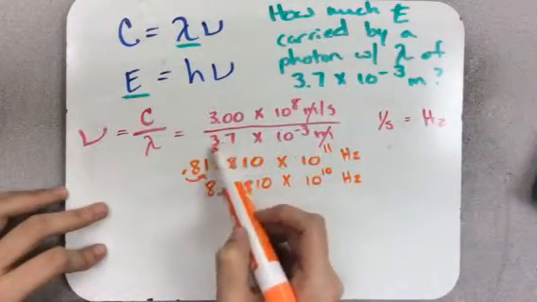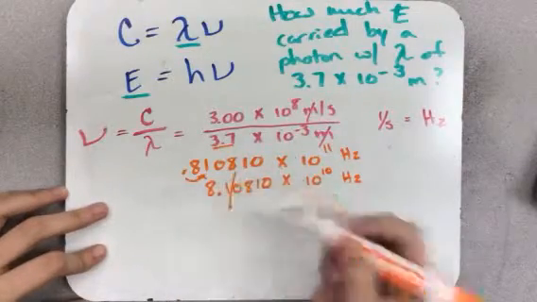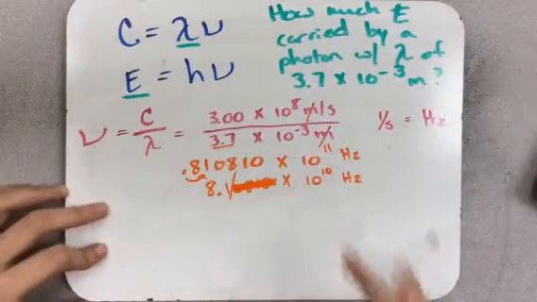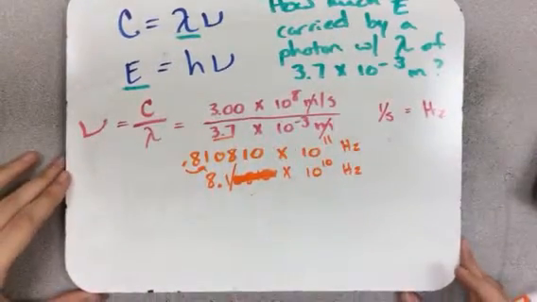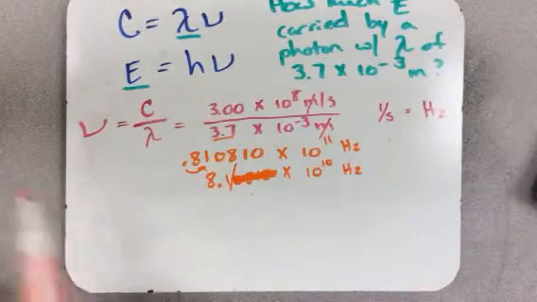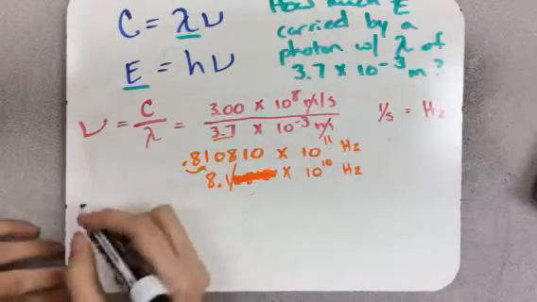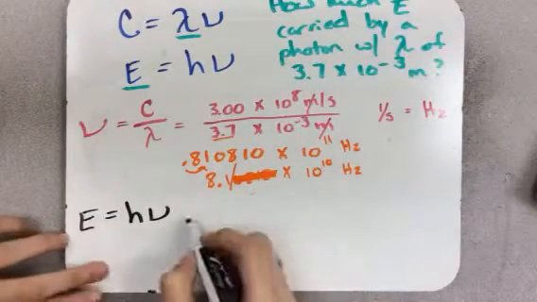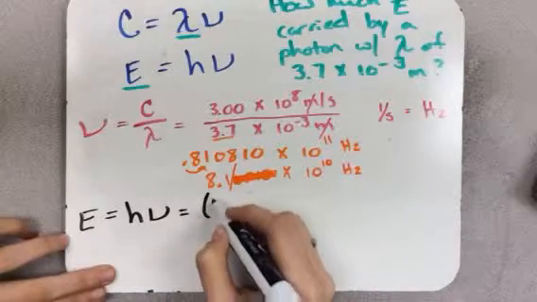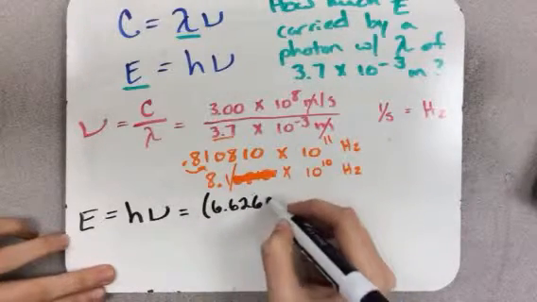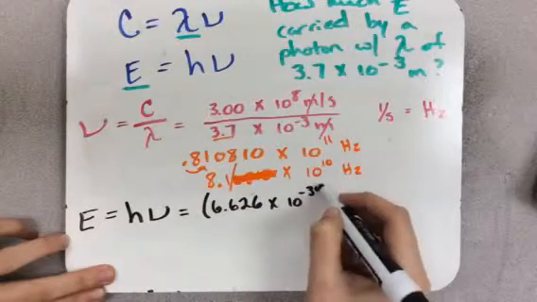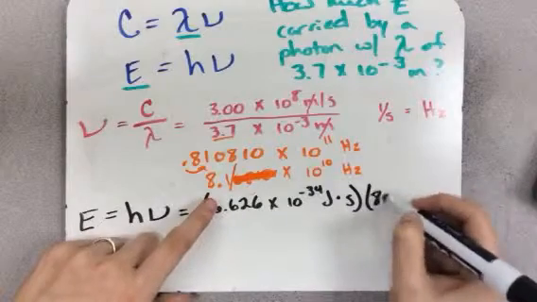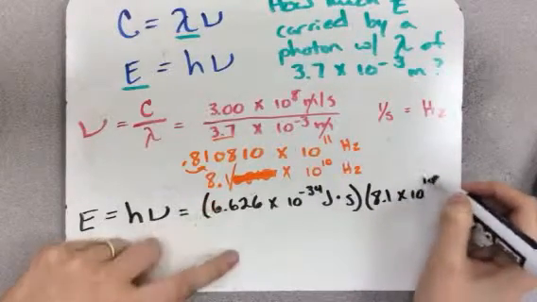And here we only have 2 sig figs, so we need to round this to 2 sig figs, meaning we will just cut this right out. And now we have 8.1 times 10 to the 10 hertz. From here, we can figure out our energy. So energy equals Planck's constant times frequency. And we know Planck's constant to be 6.626 times 10 to the negative 34 joules times second. Multiply that by 8.1 times 10 to the 10th.